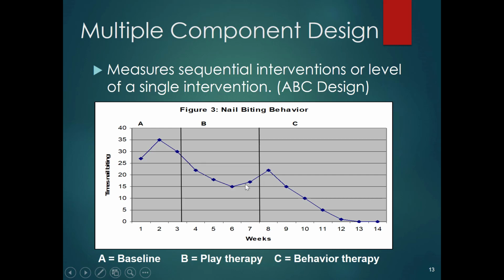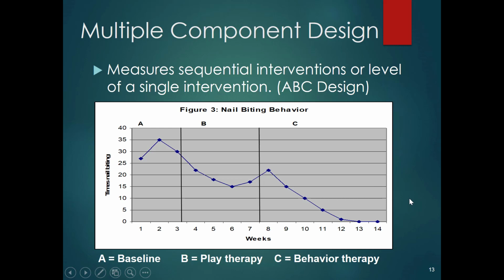But then it looks like it was going back up. And then we started behavioral therapy and then it went down. But we cannot prove that behavior therapy was the one that worked because we had just introduced play therapy. So we don't know whether the effects of play therapy were just starting here, right? So we can say that play therapy followed by behavior therapy was effective.